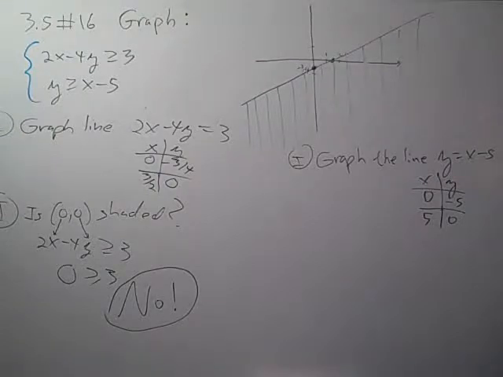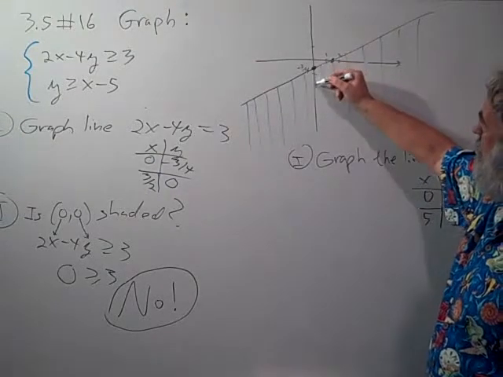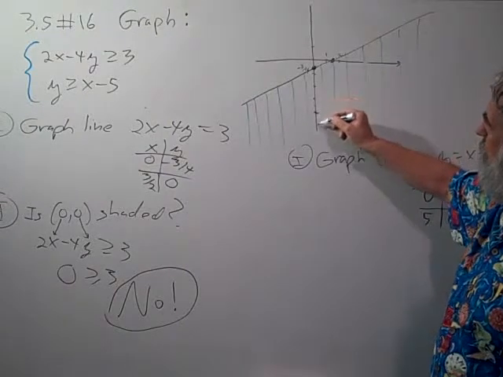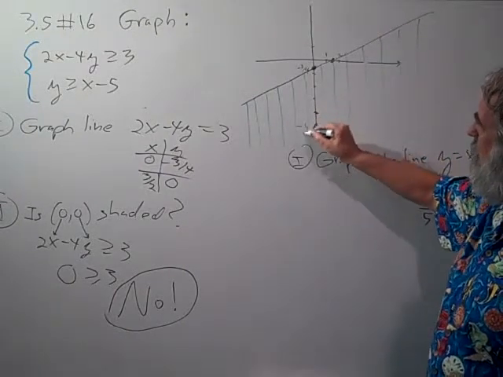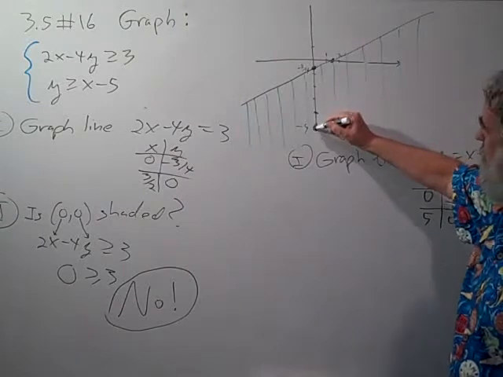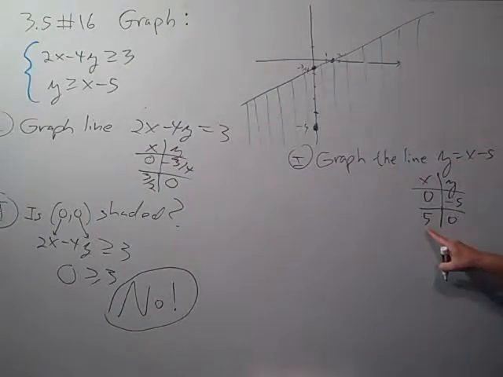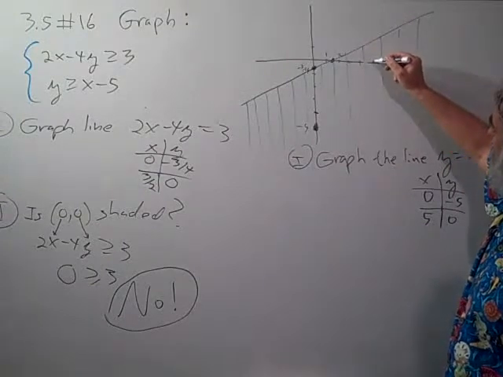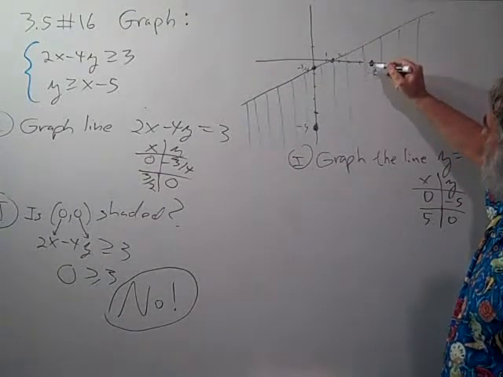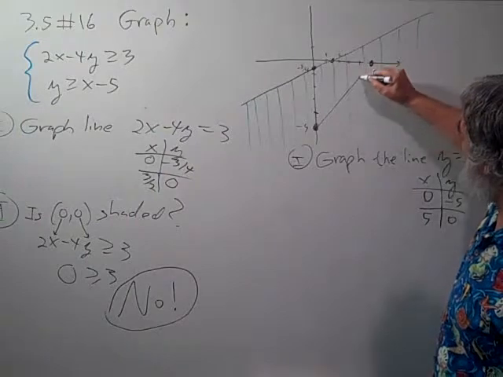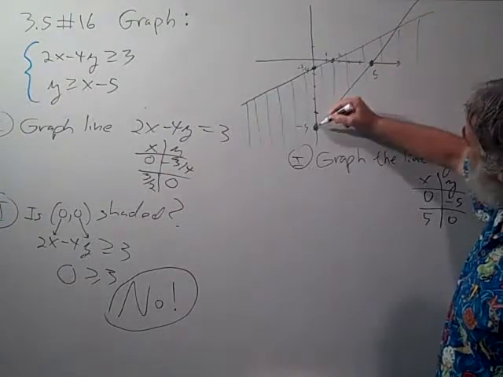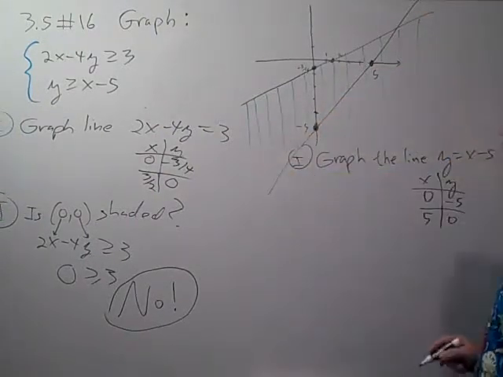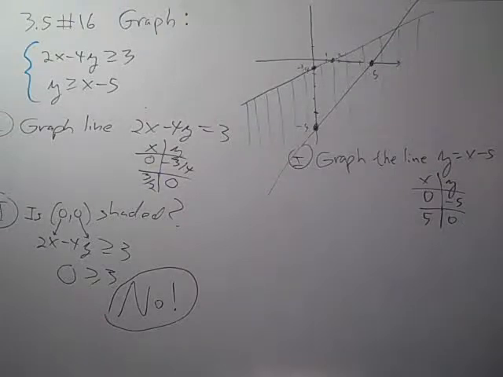So let's plot those. The y-intercept is down at negative 5. That's negative 1, negative 2, negative 3, negative 4, negative 5. And the x-intercept is at 5. So 1, 2, 3, 4, 5, about here. So here's the second line, also a solid line. And we have to now decide which side of that line to shade.